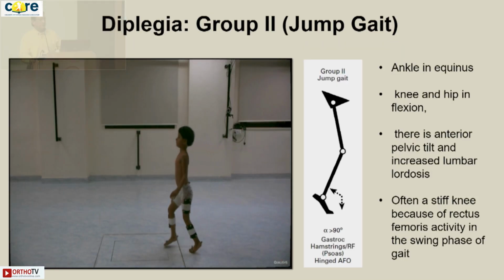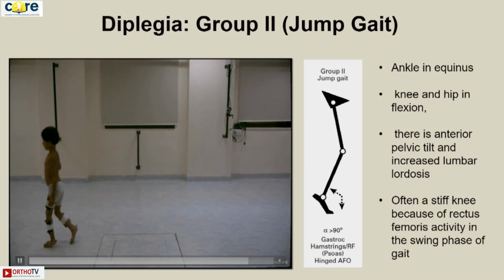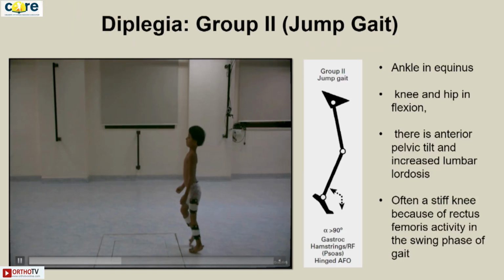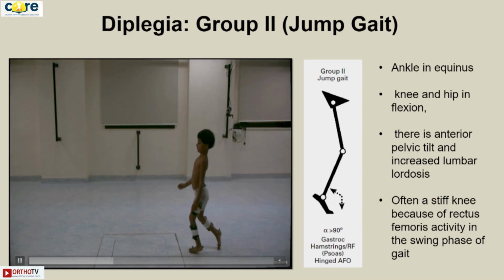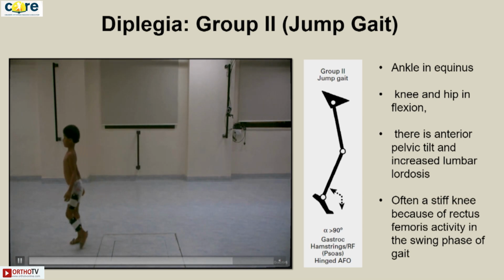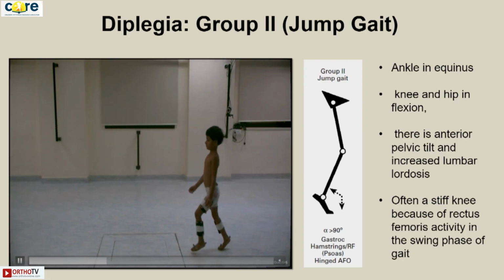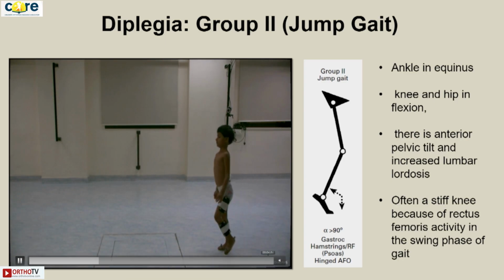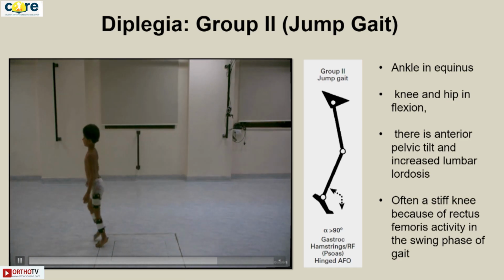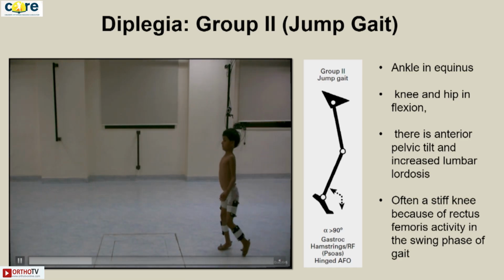Now this is a jump gait. Between the jump gait and the equinus gait, the difference is that the hip and knees are in flexion. There's an anterior pelvic tilt and increased lumbar lordosis, so that the child can stay upright. Often they have a stiff knee as well because the rectus is tight, and they may have overactive rectus femoris. So you can see the child walking with a jump pattern of gait.